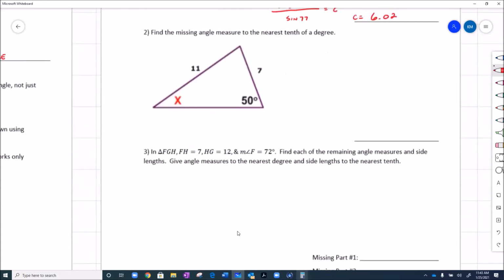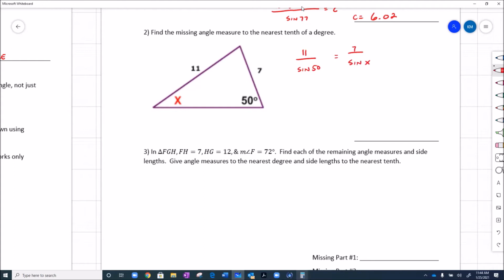Okay. Number 2. It says find the missing angle measure to the nearest tenth of a degree. Again, as we look at this, we don't necessarily have to lay out the law of sines as we did last time. We just know, hey, these angles and this side go together. And so we can say, okay, 11 over sine 50, because those are a corresponding angle and side, right, should equal 7 over sine x.